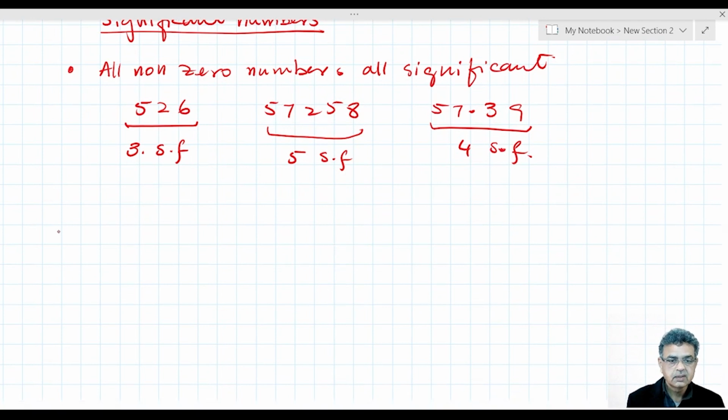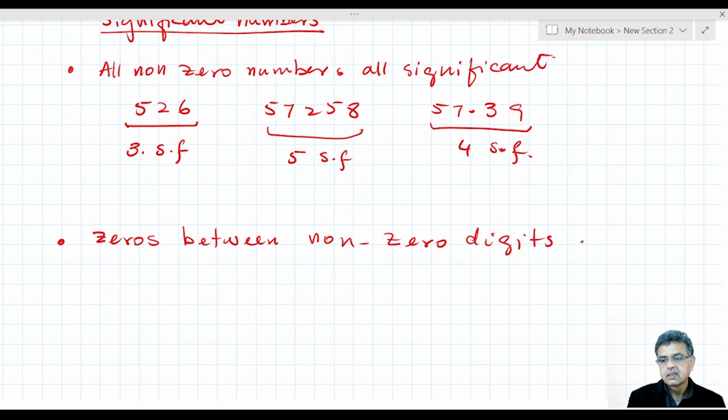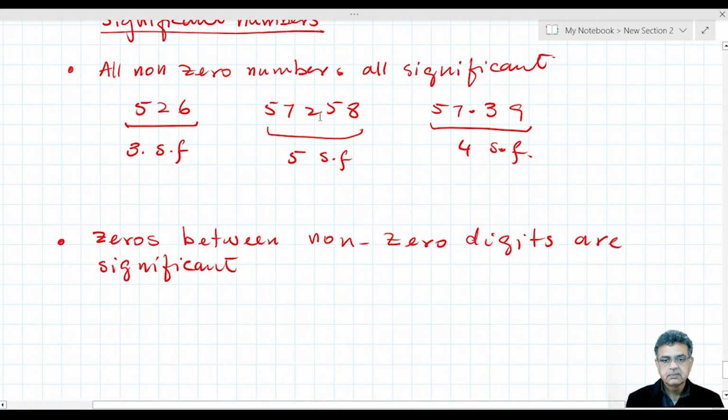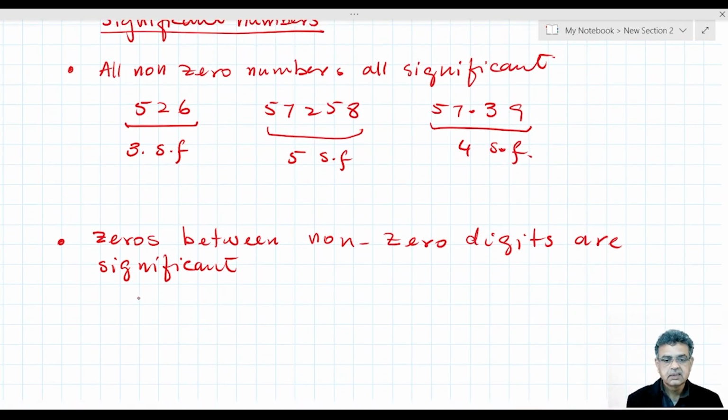Okay, now next, zeros between non-zero digits are significant. Zeros between non-zero digits. How is it? That is almost similar to this concept. We won't differentiate between zeros or non-zero digits while counting the number of significant figures.